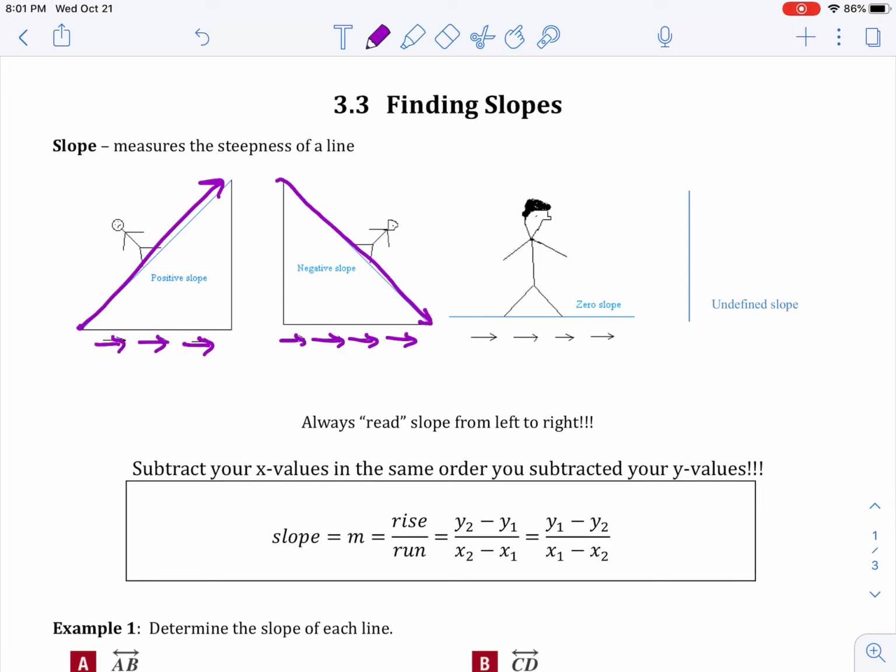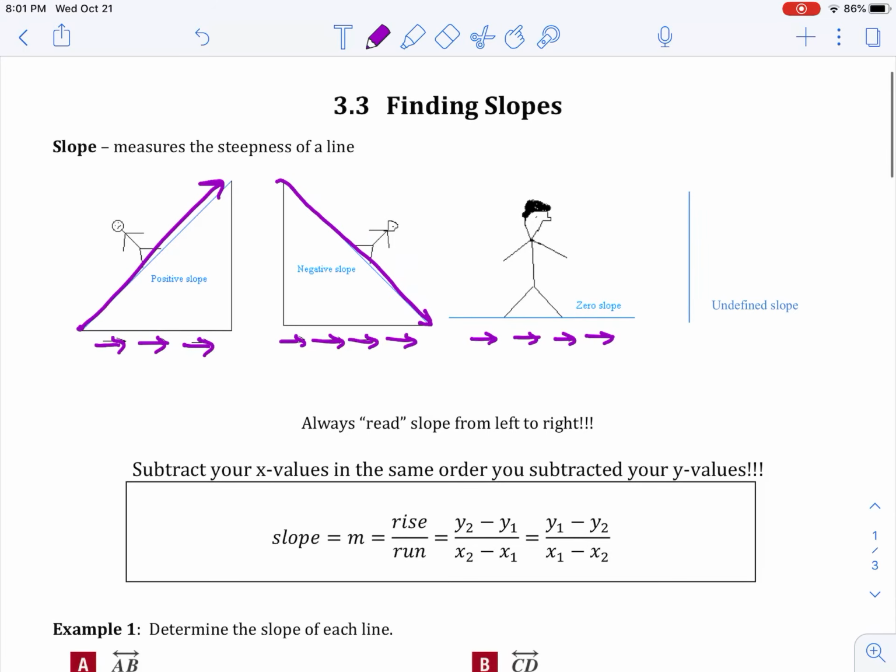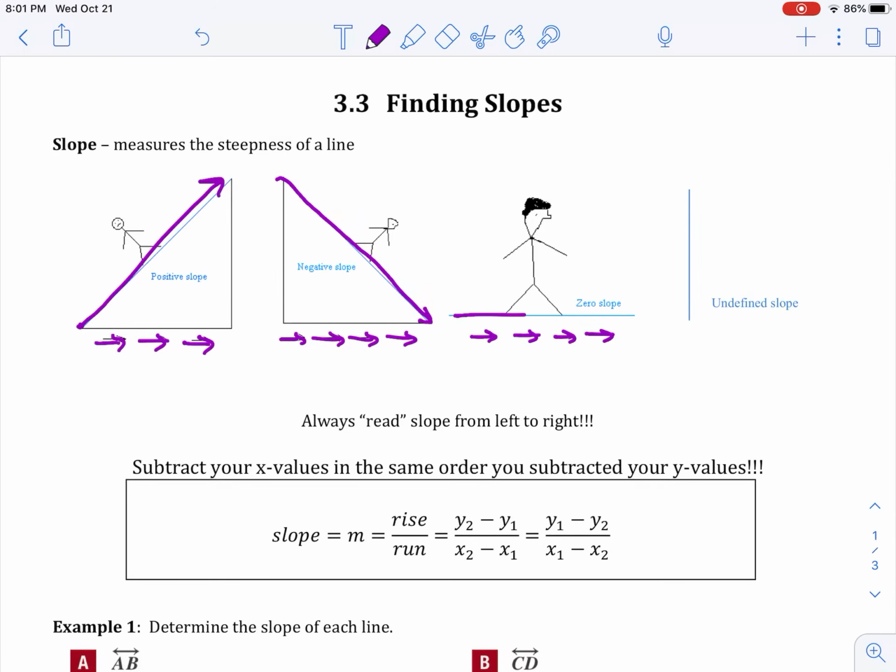In the next picture, there's a zero slope. You can walk on a horizontal line, a horizontal path with no incline. It's like walking on a flat sidewalk. As this person walks from left to right, there's no incline, so that's called a zero slope.